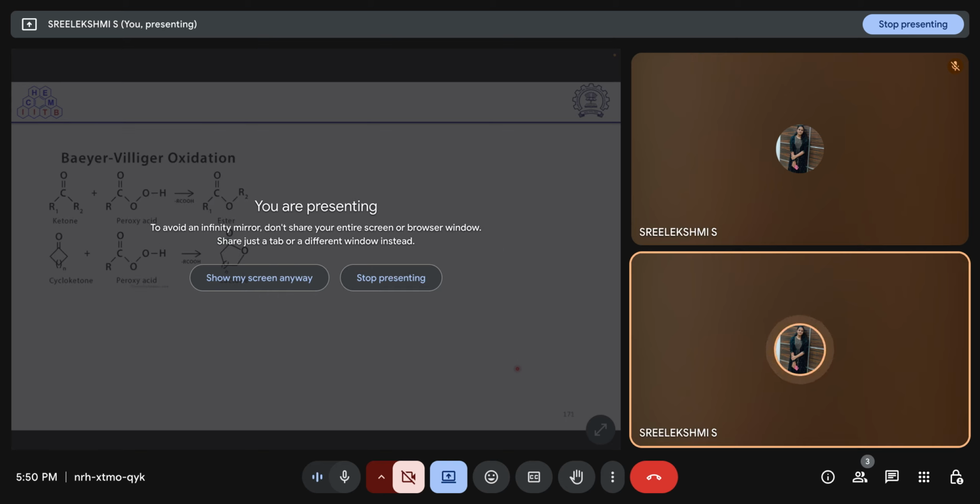Now the next reaction is Baeyer-Villiger oxidation. So here this ketone and a peroxy acid like mCPBA or H2O2 will react and form this ester intermediate. And if we are using a cyclic ketone with this peroxy acid, it will form this lactone compound. So here, what is the mechanism?